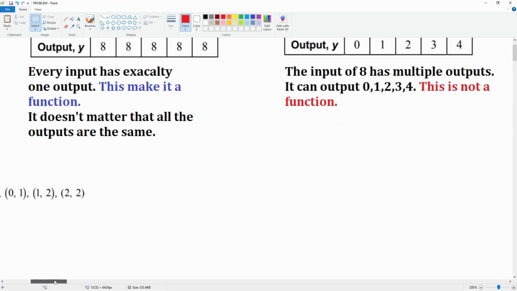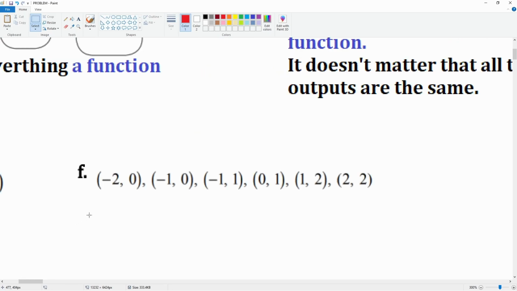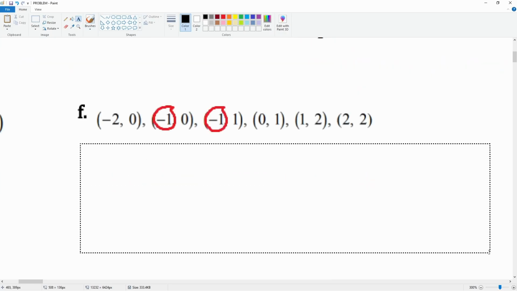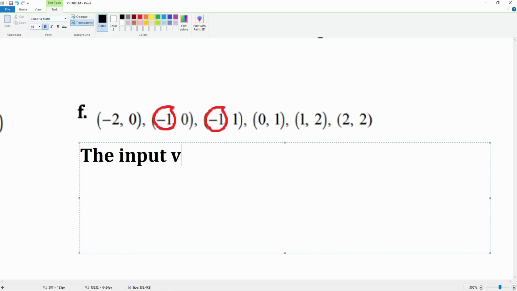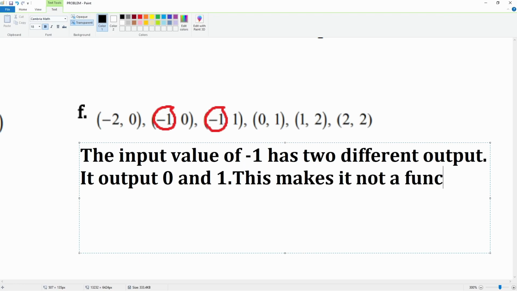Let's look at F, okay? Here, notice that the value of -1 has different outputs. So here you can say the input value of -1 has two different outputs. It outputs 0 and 1. This makes it not a function. That's the answer with an explanation.